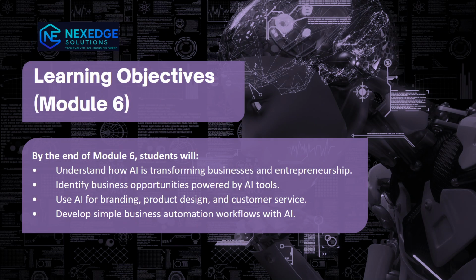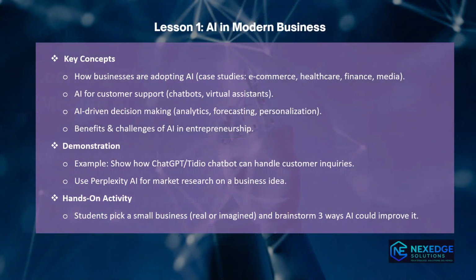Now, the learning objectives for this course: by the ending of Module 6, students will 1. Understand how AI is transforming businesses and entrepreneurship. 2. Identify business opportunities powered by AI tools. 3. Use AI for branding, product design, and customer service. And the last but not the least, 4. Develop simple business automation workflows with AI. So now let's dive into it.